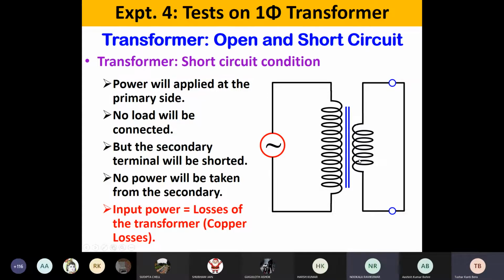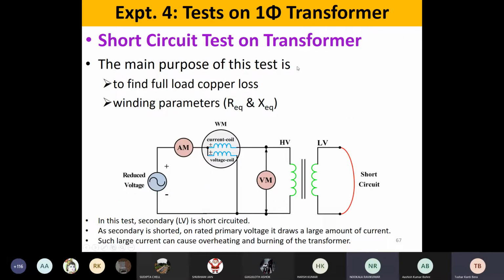If we sum them up, we automatically get the full load transformer loss, that is total iron loss and total copper loss. That is the main aim of these two experiments, the open circuit test and short circuit test. The main purpose of the test is to find the full load copper loss and other parameters, that is the resistance of the equivalent circuit and the reactance of the equivalent circuit.